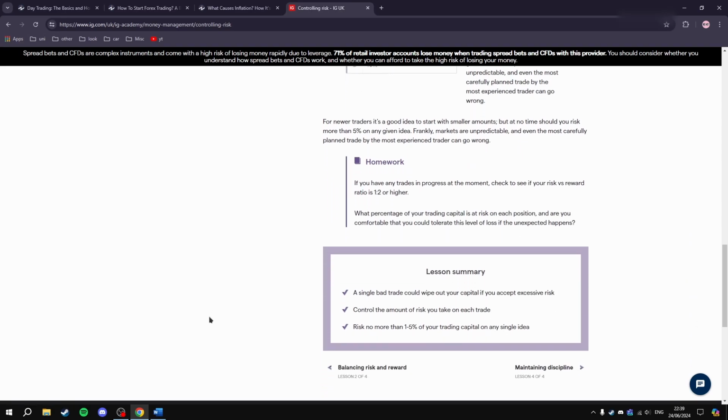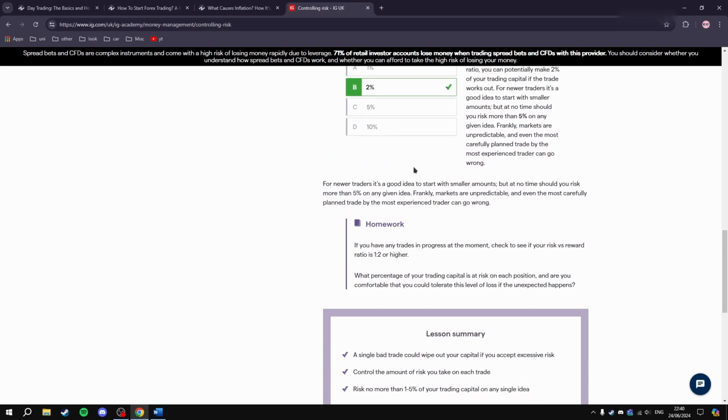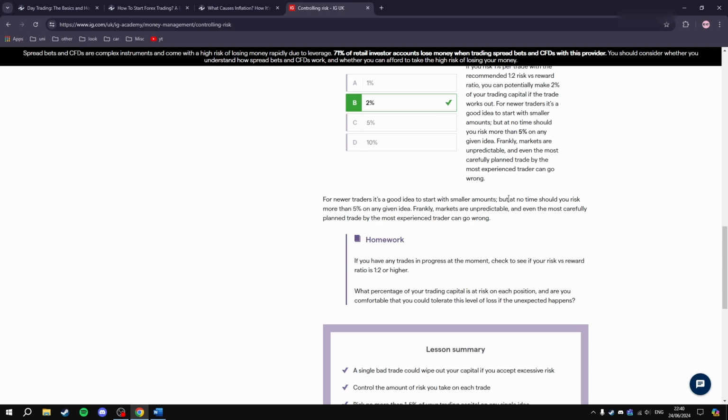For newer traders, it's a good idea to start with smaller amounts, but at no time should you risk more than 5% on any given idea. Frankly, markets are unpredictable, and even the most carefully planned trades by the most experienced trader can go wrong.